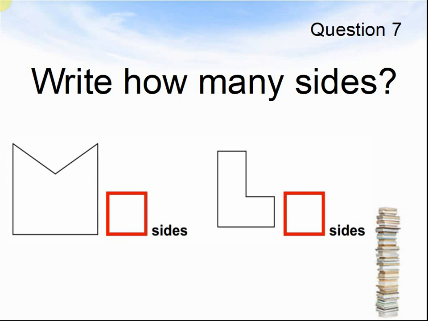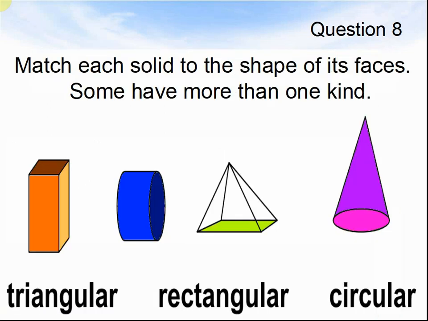Here comes question 8. Question 8. Match each solid to the shape of its faces. Some have more than one kind. And the 3 shapes of faces I'm interested in today are triangular, rectangular, and circular. Pause the video until you are ready for question 9.